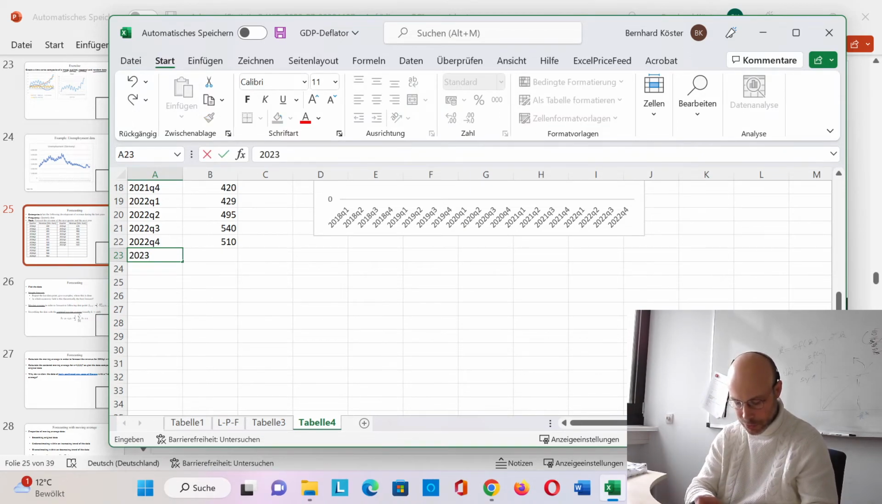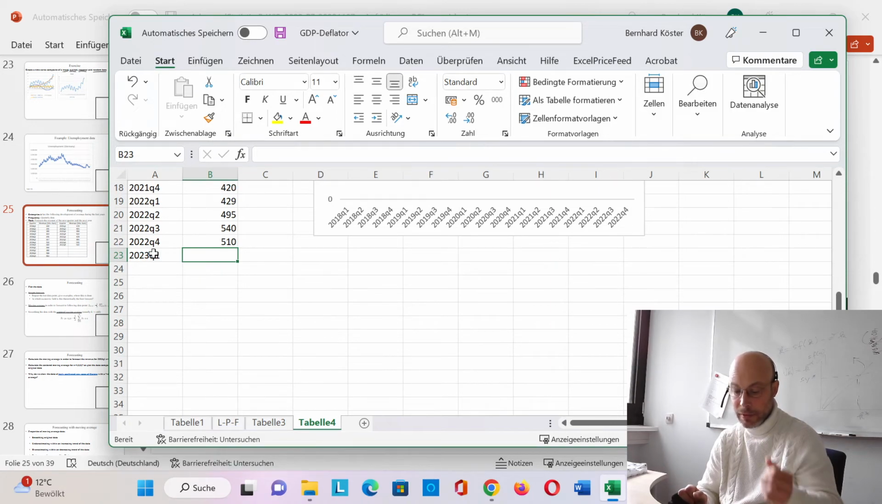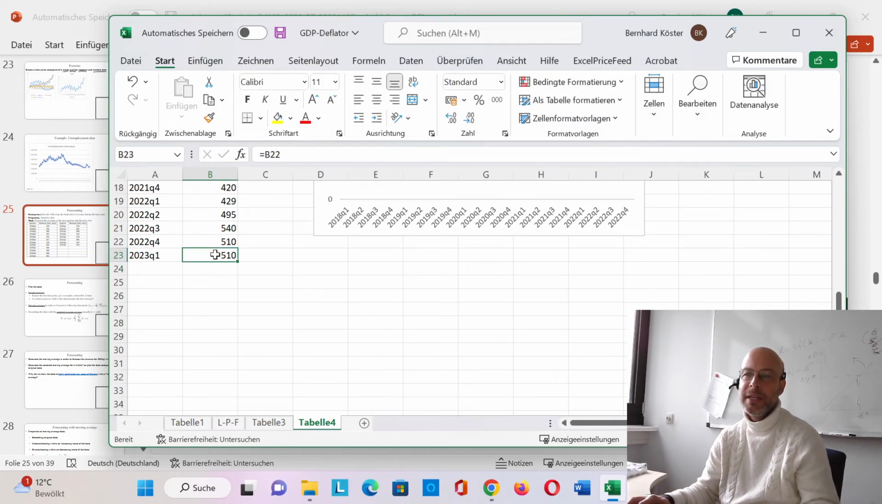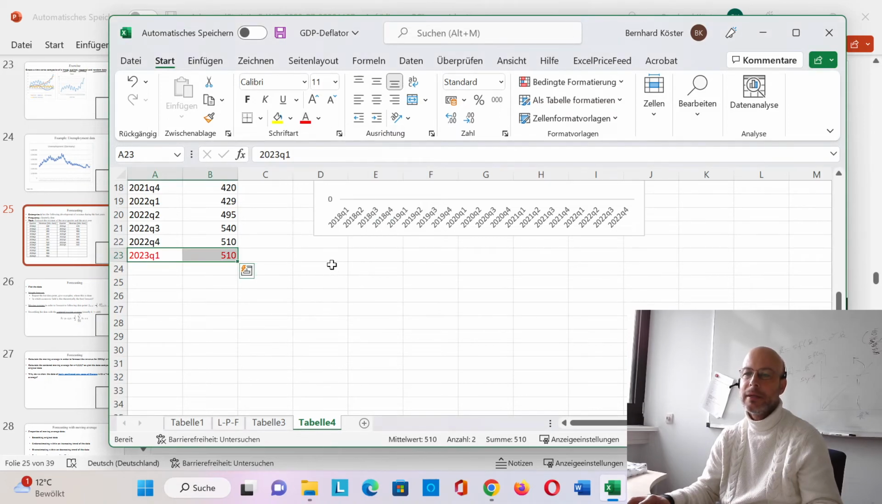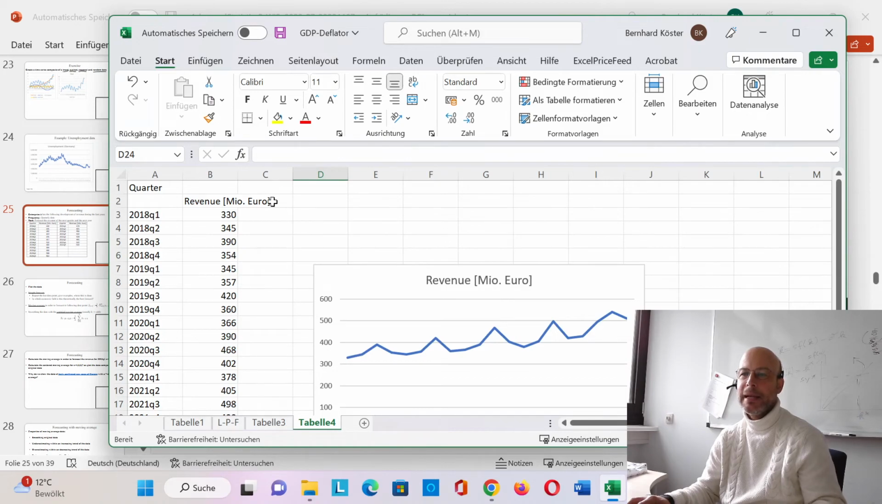2023 Q1. And the simplest forecast would be then if revenue in the last quarter of 2021 would be 510 million, then the simplest forecast would be just repeating this value. Let's take this one in red. So, and then for today, my last question.